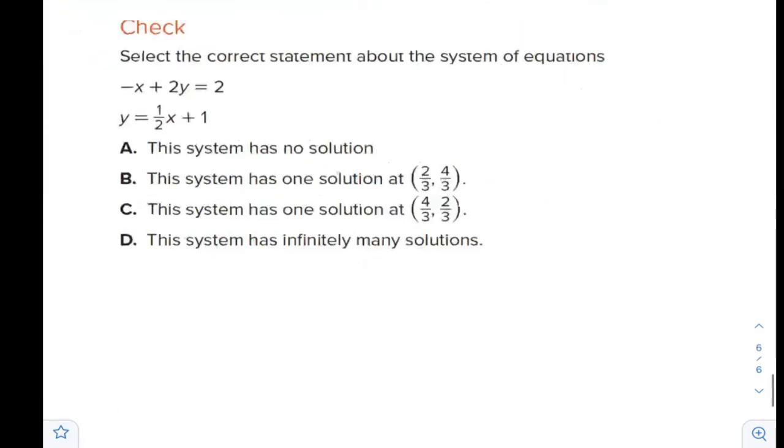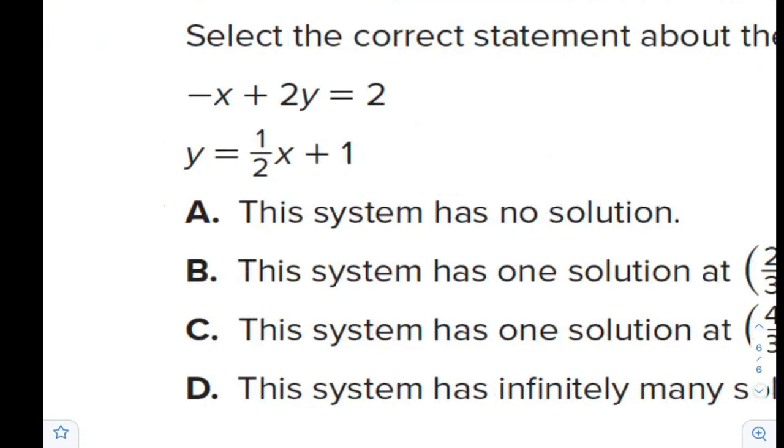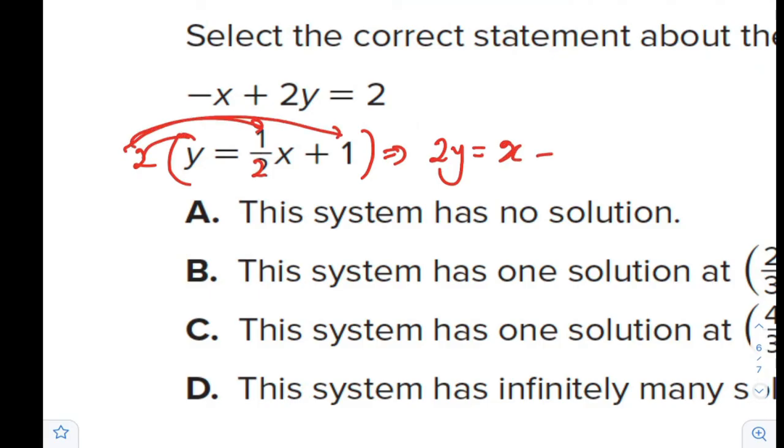And here is another checking question. Select the correct statements about the system of equations. Here you can use this expression and replace it here, and you can do it as a task for you. But let's observe here clearly. We have a fraction here. Let's try to get rid of the fraction. This is with denominator 2. So I'll multiply everything by 2 here. It will be 2y equals 2x only. I'm distributing everything. Plus 2.